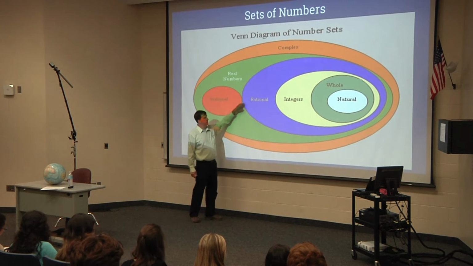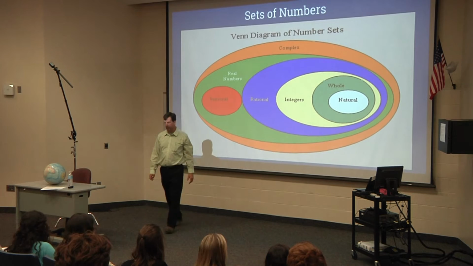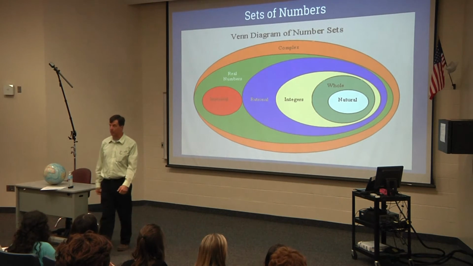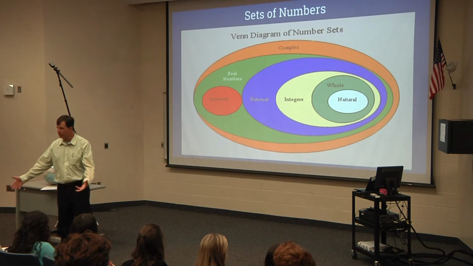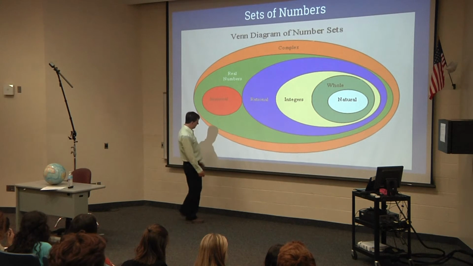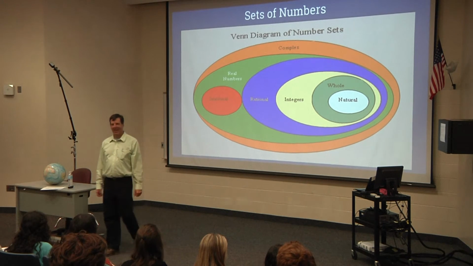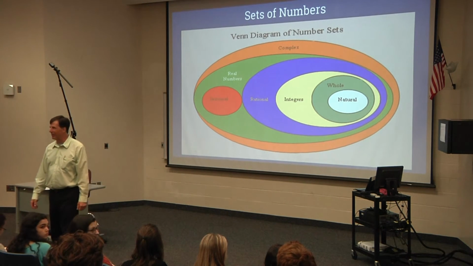Real numbers. A subset of the real numbers are your irrational numbers, numbers that cannot be expressed as a fraction, but they're still numbers in mathematics terms. And last but not least, complex numbers. Mr. Dunn, what's a complex number? It has an i. It's an imaginary number.